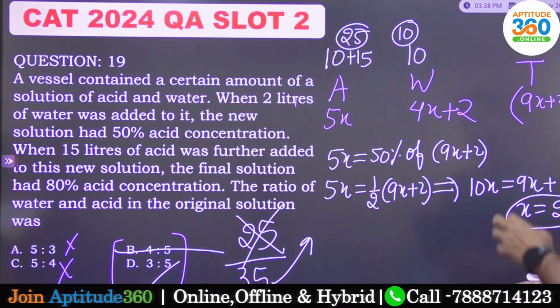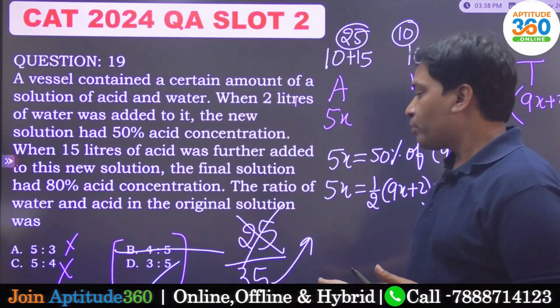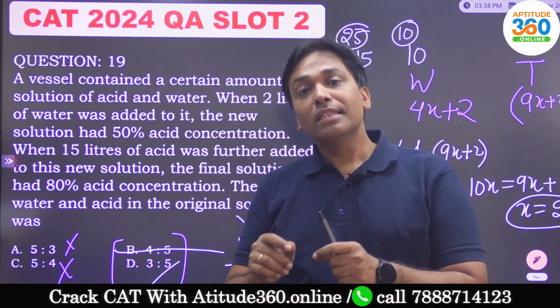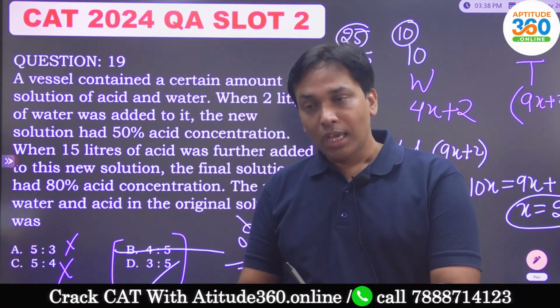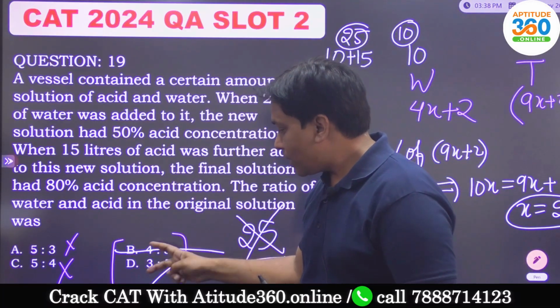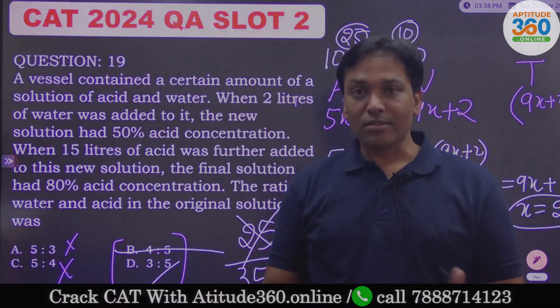Do you understand this? We would like to check this, and you can do it in a similar way. But what did I say? Please do not do this in the examination. If 2 options are already eliminated, then either of the remaining is going to be the answer. Since B is gone, D is the right answer, and that is it.